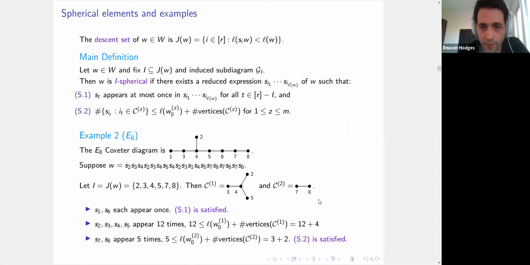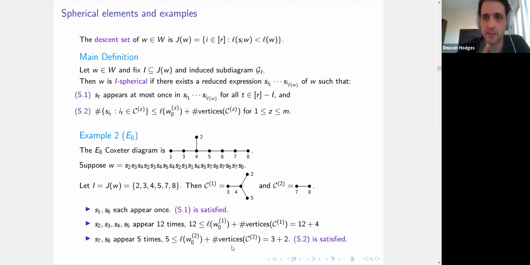And then the final thing we need to check is S2 for the second connected component. And so you count the number of times S7 and S8 appear. They appear 5 times. And then you just check, well, the longest word in A2 is length 3. The number of vertices in A2 is 2. 5 is less than or equal to 5. And so S2 is satisfied for the second connected component. So it turns out that this W is I spherical for this particular choice of I.